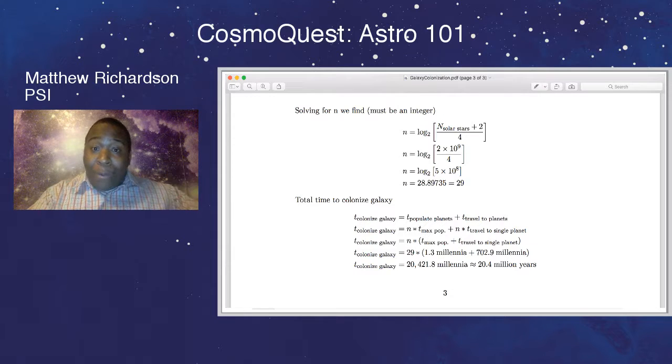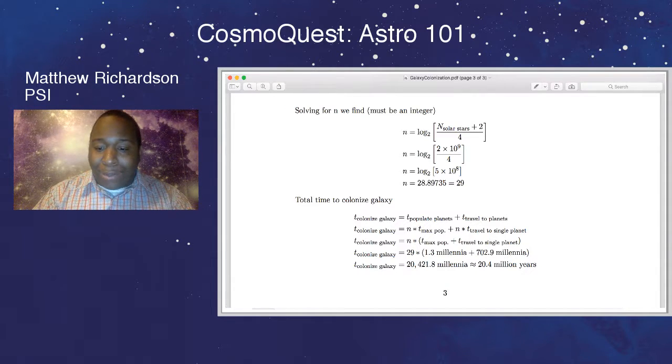So if we were to start this process right now, we would be able to colonize the galaxy before the sun essentially started its death process, which I thought was pretty interesting, actually.